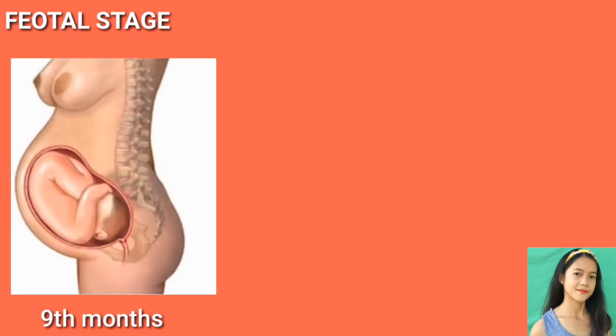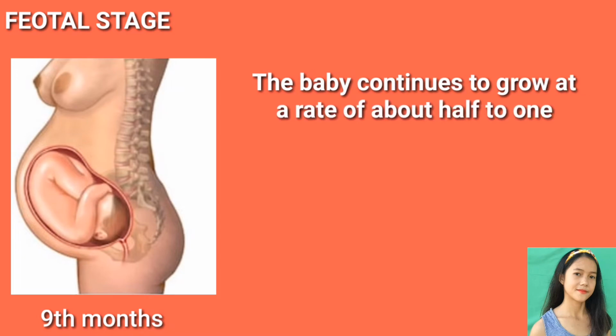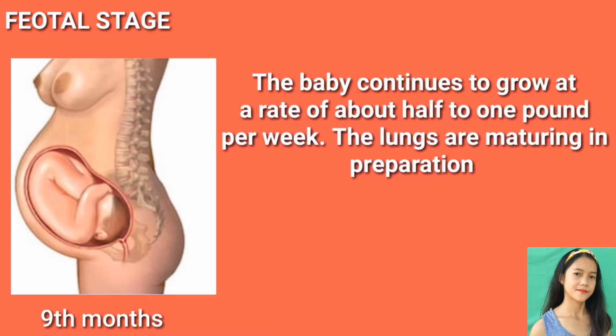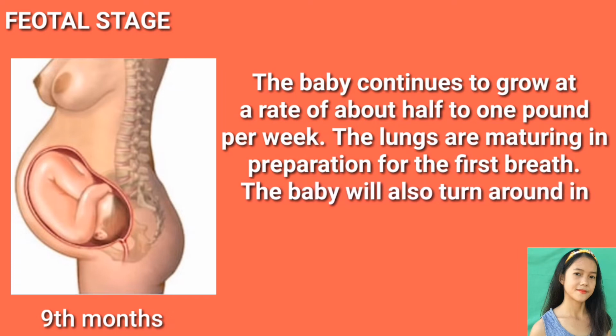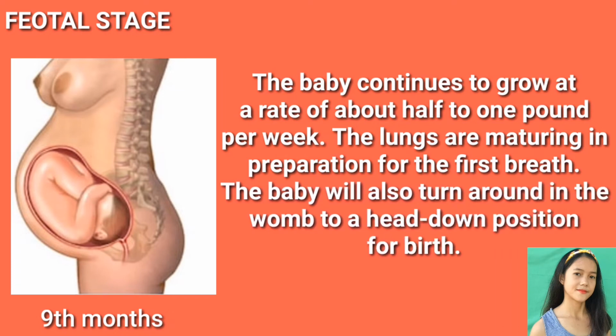During the last month of gestation, the baby continues to grow at a rate of about half to 1 pound per week. The lungs are maturing in preparation for the first breath. The baby will also turn around in the womb to a head-down position for birth.